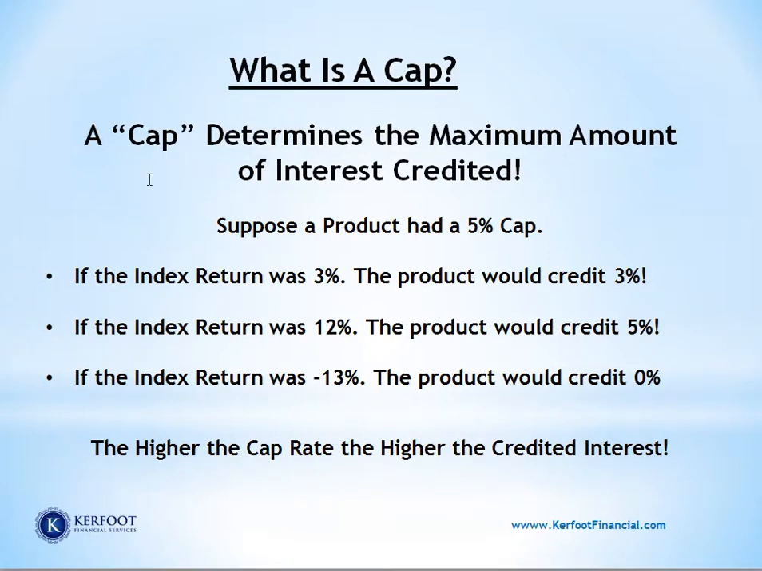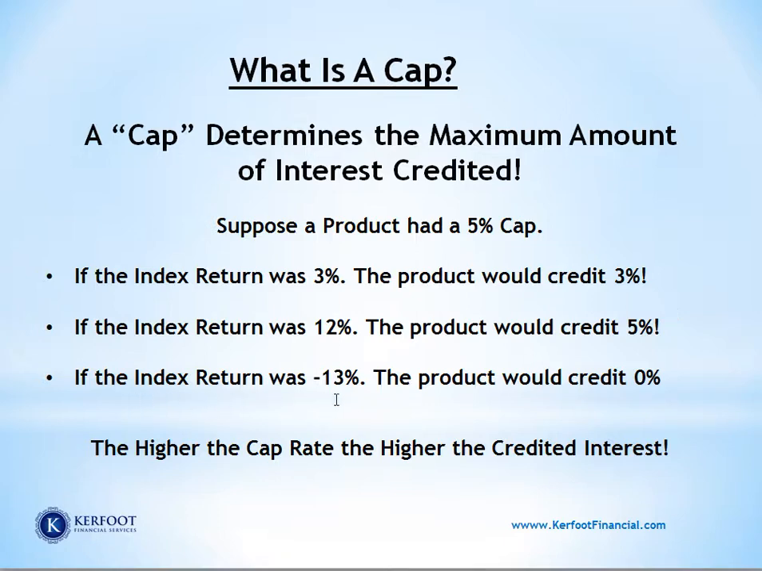What's a cap? A cap determines the maximum amount of interest credited in a given year. Suppose a product has a 5% cap. If the index return was 3%, the product would credit 3%. Because the cap is 5%, you get everything up to that 5% a year. If the index return in a given year was 12%, you get everything up to the 5% cap, and so the product is going to credit 5%.